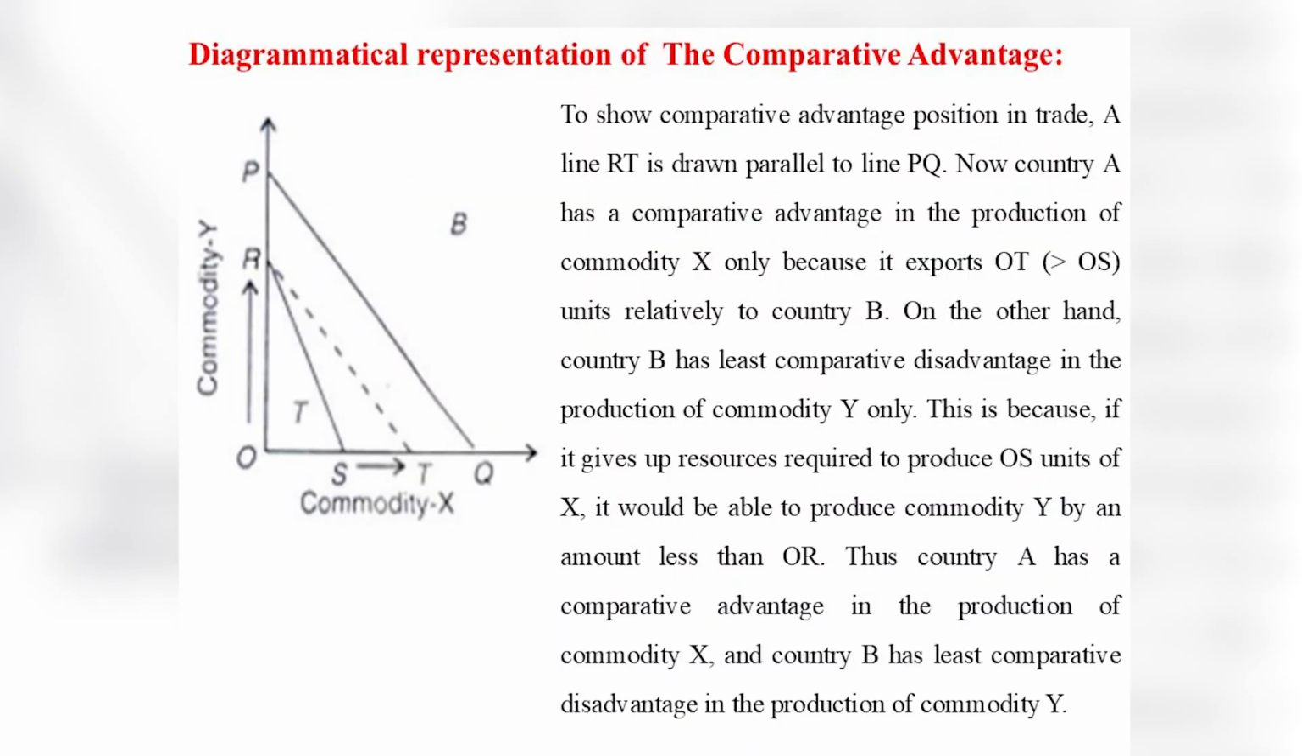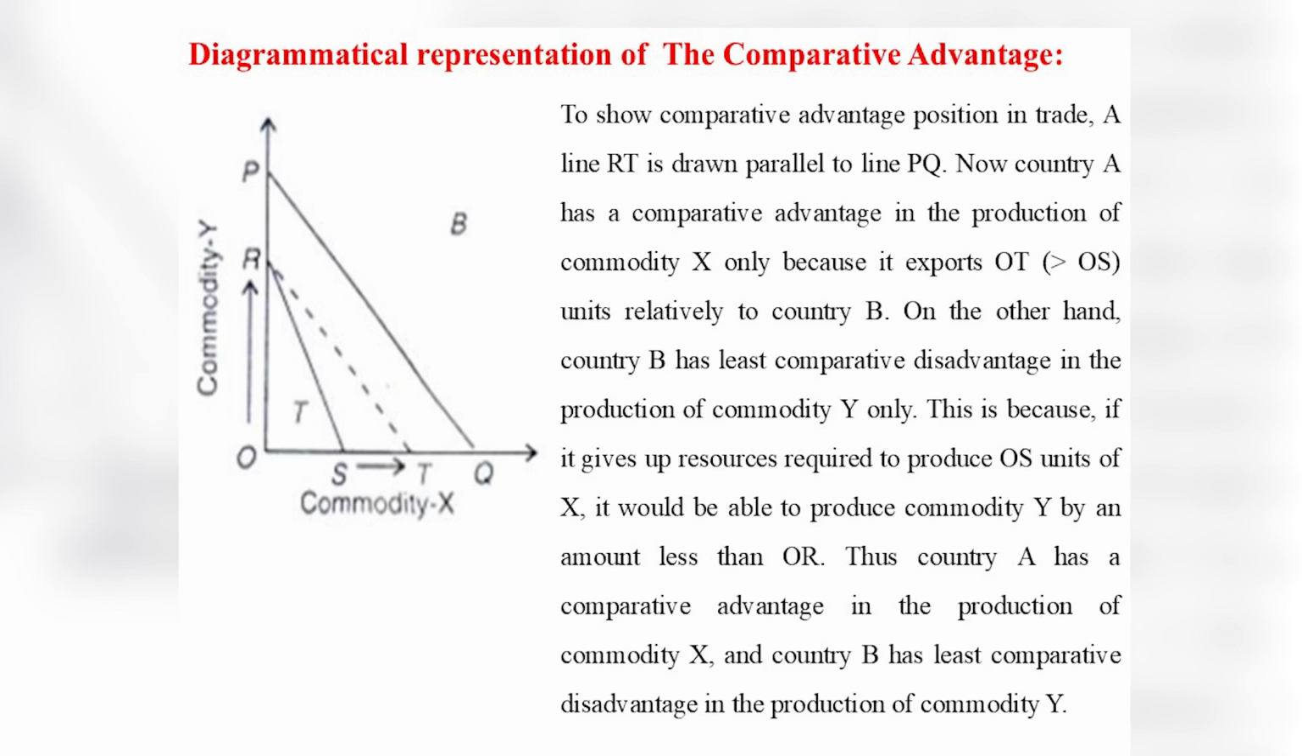If we continue this diagram further, we can explain to show the competitive advantage position in trade. The dotted line RT, you can see in the diagram, is drawn parallel to line PQ. Now country A has a competitive advantage in the production of commodity X only because it exports OT, which is greater than OS units relative to country B.